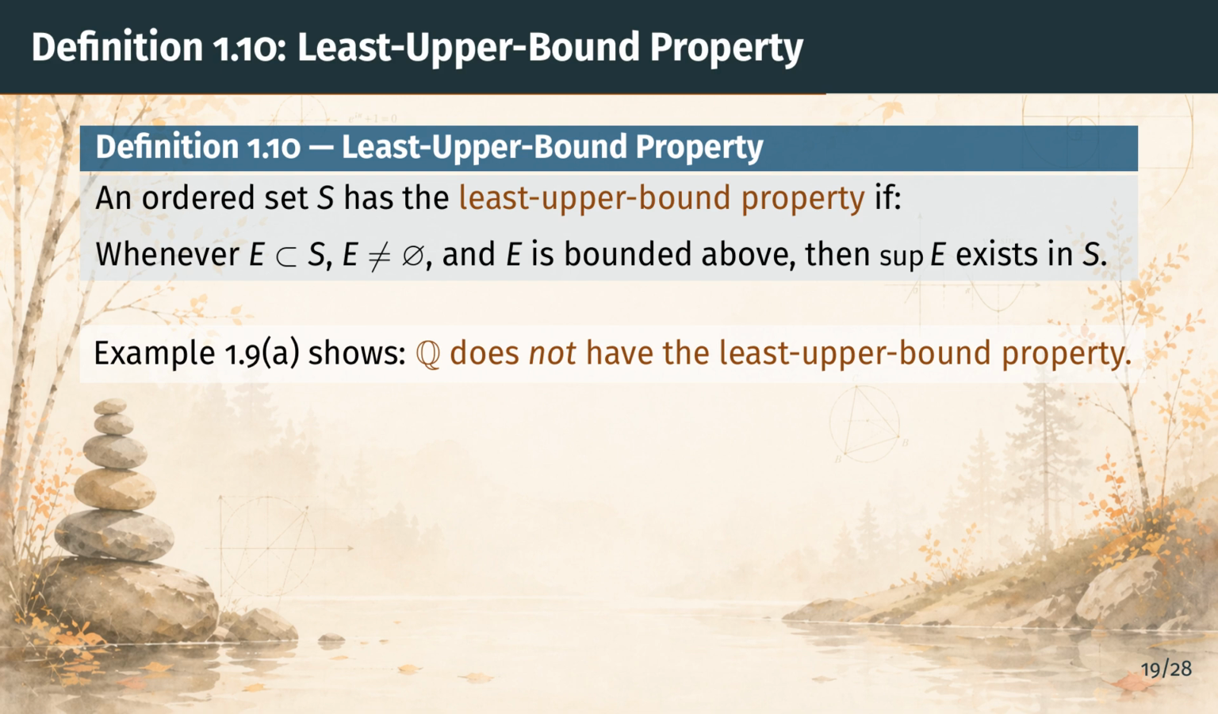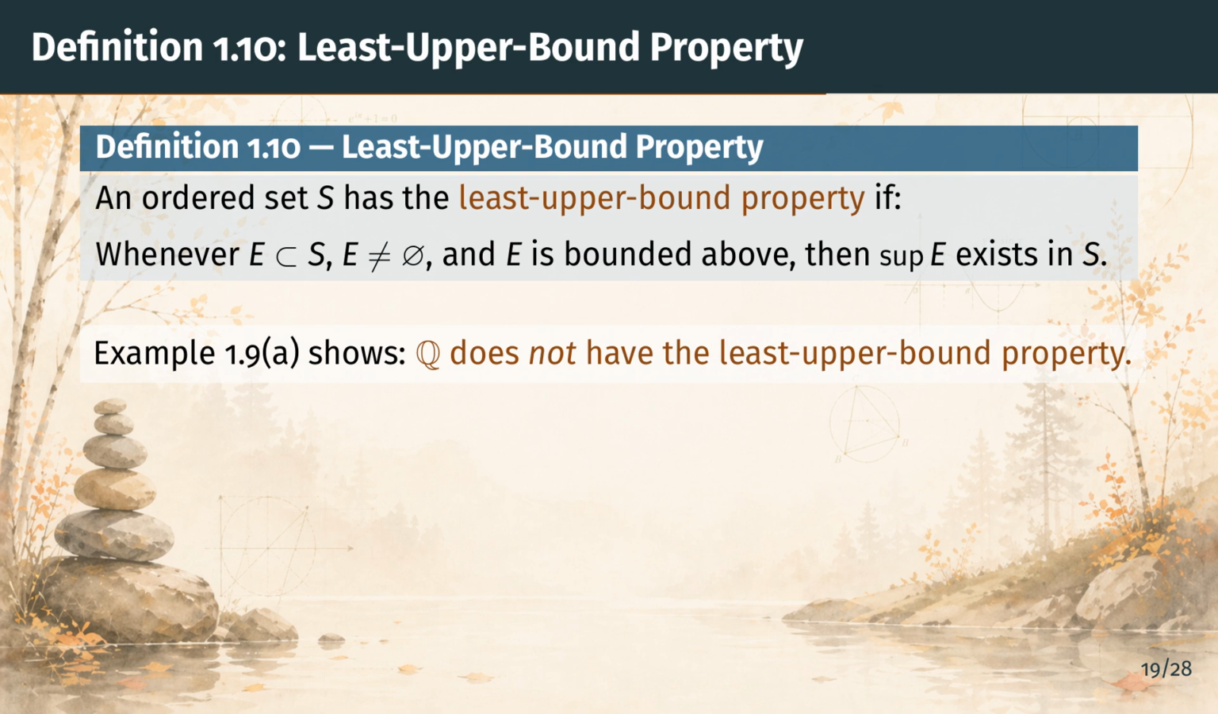This is one of the most important definitions in the book. An ordered set S has the least upper bound property if every non-empty subset of S that is bounded above has a supremum that exists within S. We already saw in example 1.9 part A that the rationals do not have this property, because the set A of rationals with p squared less than 2 is bounded above but has no supremum in Q.